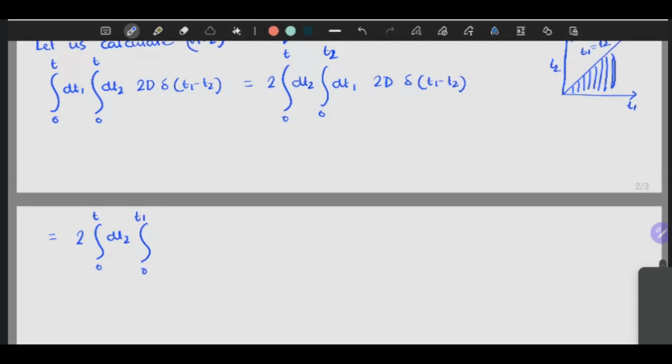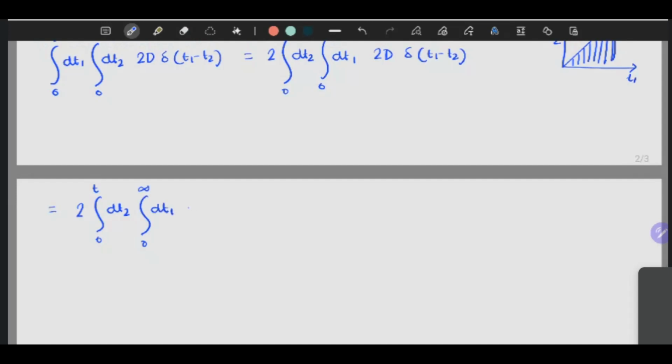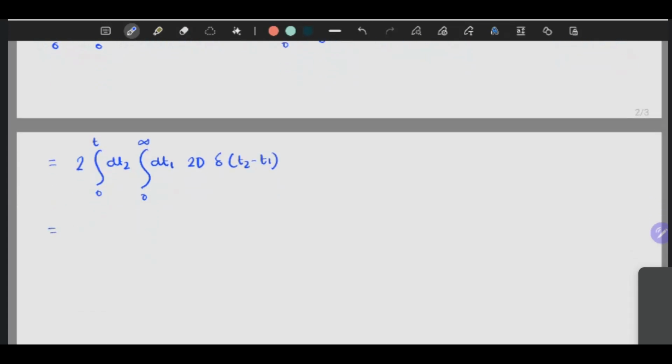Now this t2, we can calculate this t2. T2 can be from 0 to infinity. So then this limit for t1 will be 0 to infinity, dt1 2D delta t2 minus t1. Now for a half space, this becomes 4D times half, the integral from 0 to t of dt2. Okay, and if you do this, then it becomes 2Dt.